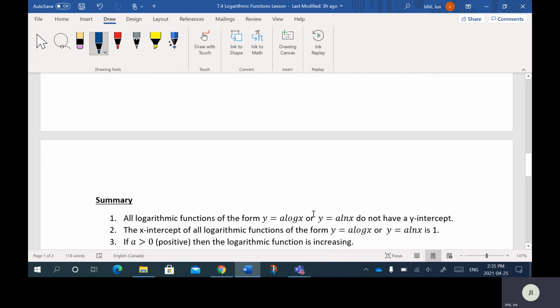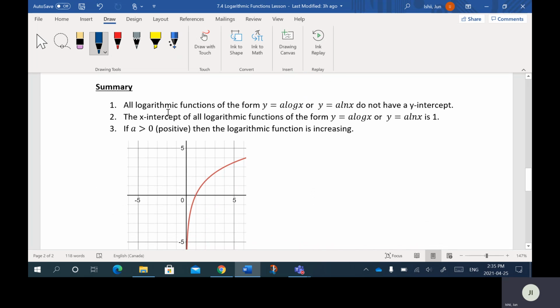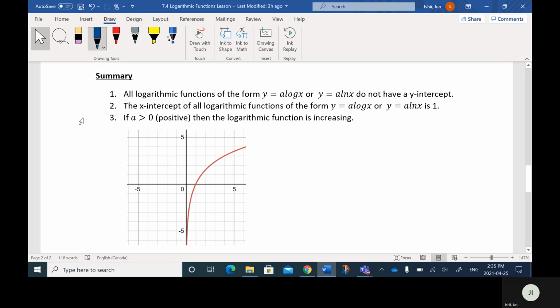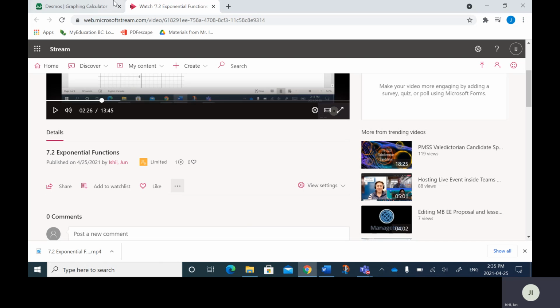So I think I did summarize that here. All logarithmic functions of these two forms do not have a y-intercept. They'll never cross the y-axis. The x-intercept of all log functions of this form is always going to be 1. Actually, what I'm going to do here is pull up the Desmos again, and we'll visually see what happens.